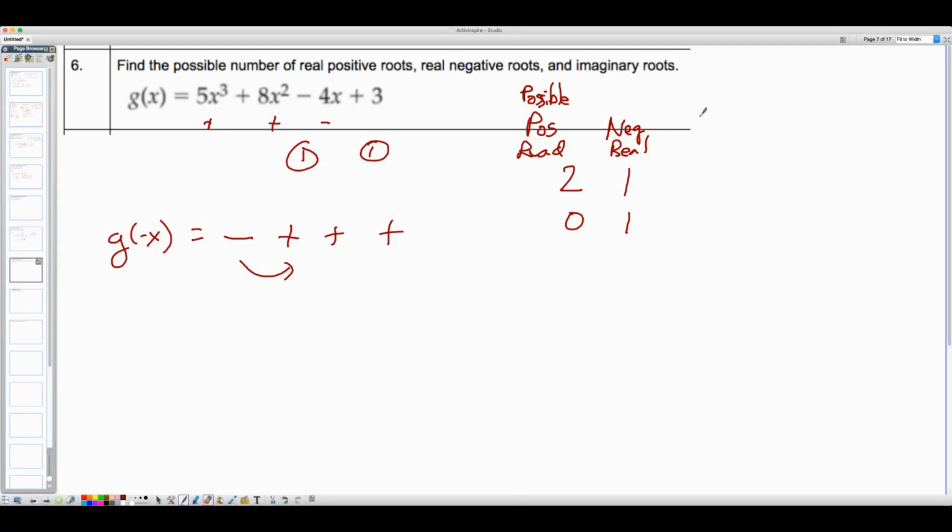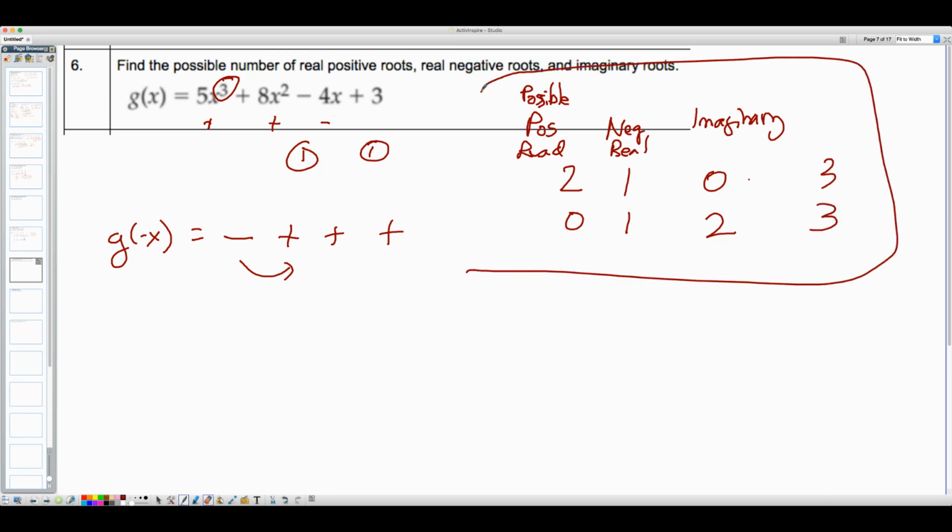The question is imaginary roots. Well, you have to have a total of 3 roots. For imaginary roots, you're going to have the root and its conjugate. So it could either be 2 or it could be 0. And all of these add up to 3. So these are the total possible numbers that we could have.